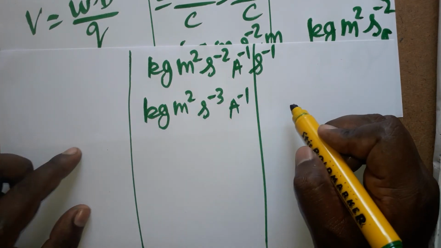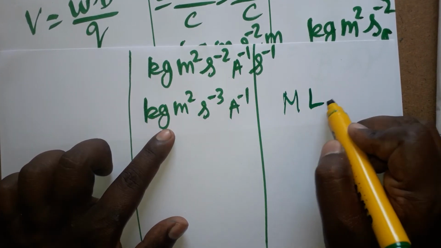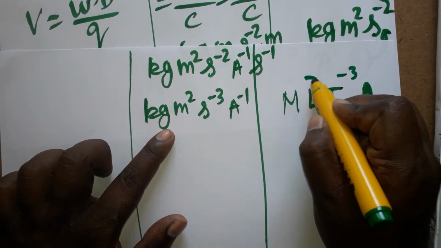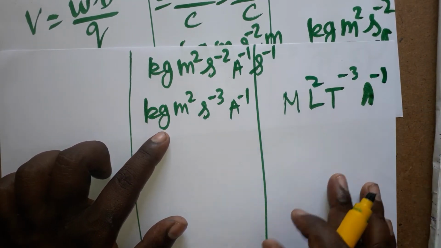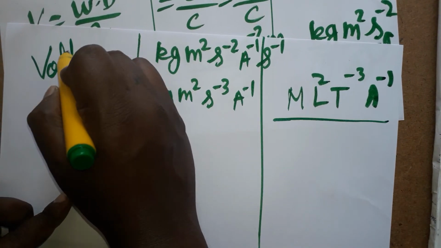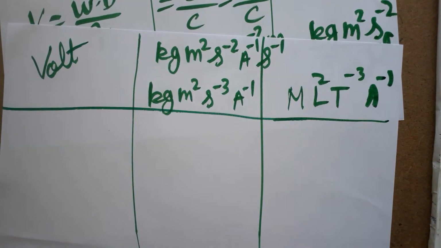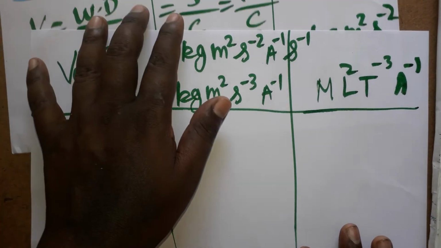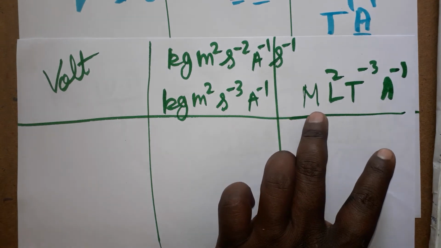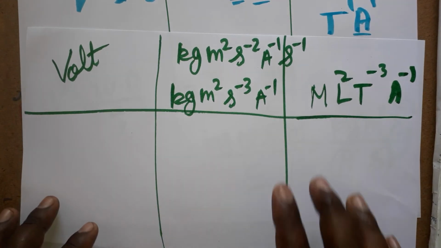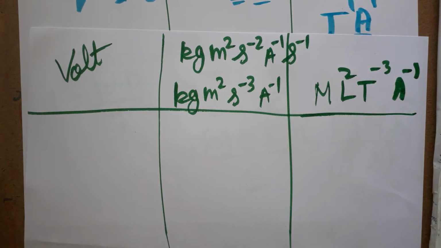Okay, now the dimensional formula: for mass M, length L, time T, current A. Time is minus 3, length is 2, current is minus 1. So we got the dimensional formula for voltage, or potential difference, or electromotive force, EMF. Everything is the same unit. The dimensional formula is M L square T minus 3 A power minus 1. This is the dimensional formula for the potential.